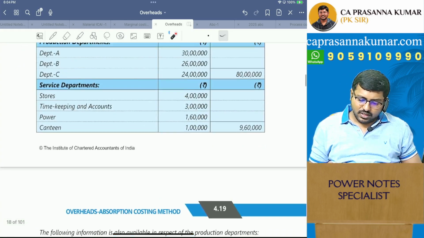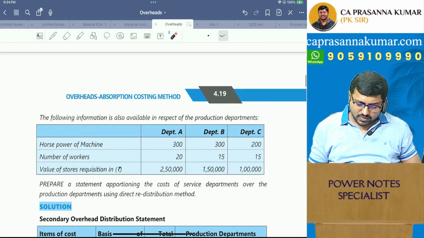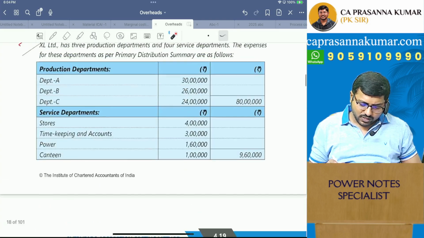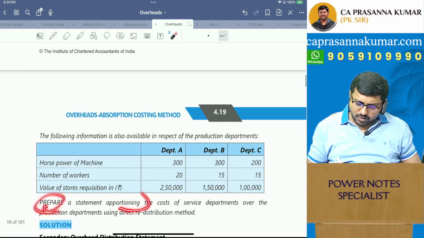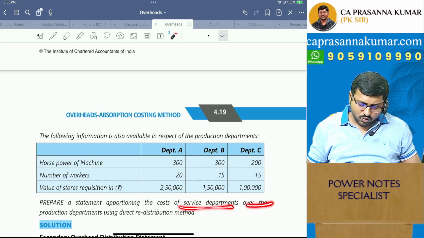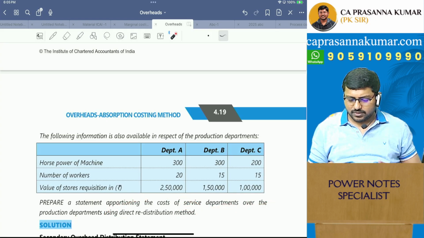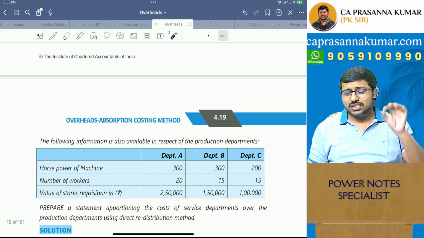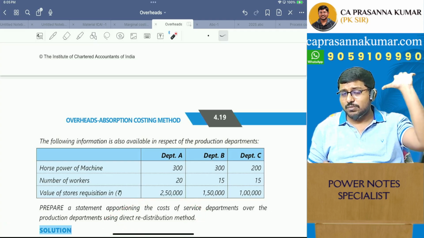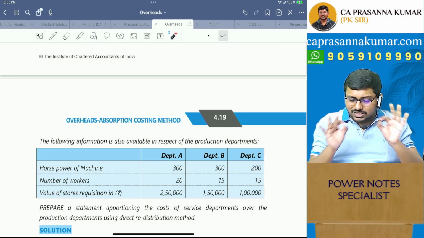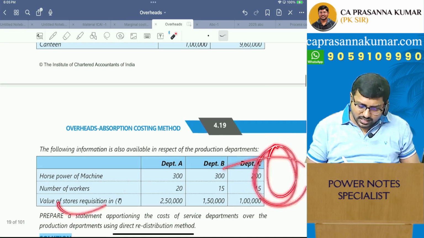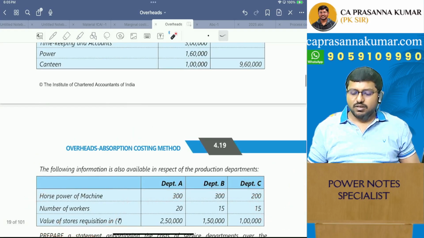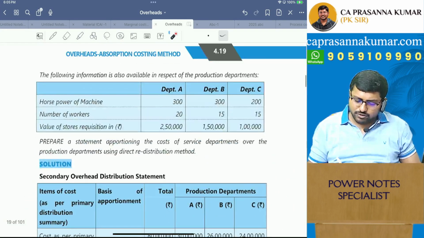Clear? Now the following information is also given: departments A, B and C, the production departments. Horsepower of the machine is given, number of workers is given, value of stores requisition is given. All right. Prepare a statement of apportioning the cost of service departments over the production departments using direct distribution method. So in direct distribution method, you will take the service department overheads and apportion them only to production departments. That's all. You will not be considering one service department providing service to another service department. Moreover, data is also not given. Here data is given only for production departments. For service departments, data is not given, so there is no confusion.